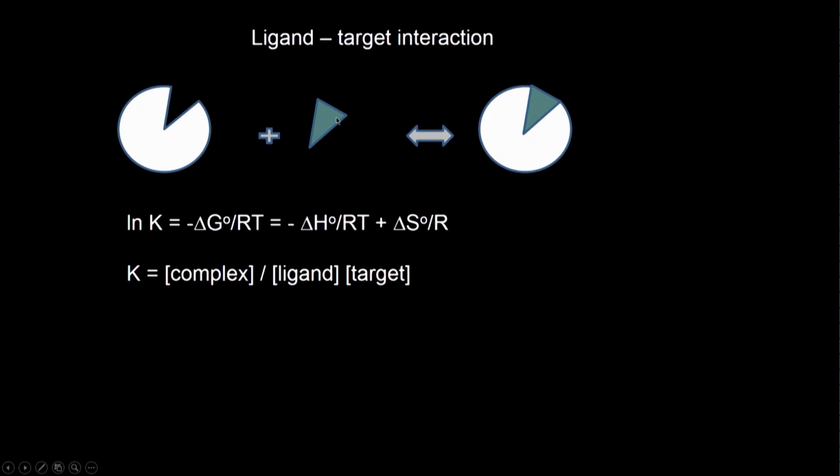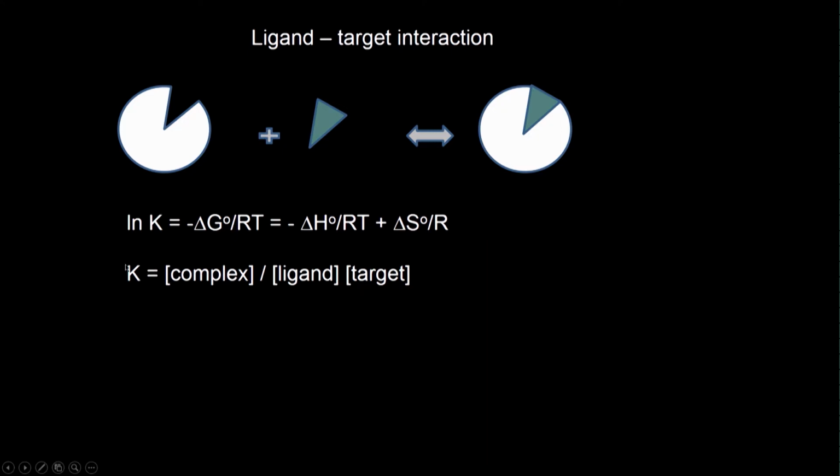This is just a pictorial. There is something called an active site, or there could be some other secondary site, an allosteric site, minor grooves, major grooves. So the ligand goes and binds to that and forms a protein-ligand target complex. If you look at thermodynamics, ln K is equal to minus delta G0 by RT. Delta G0 can be written as delta H0 minus T delta S0. So the T here goes away, you have these two terms.